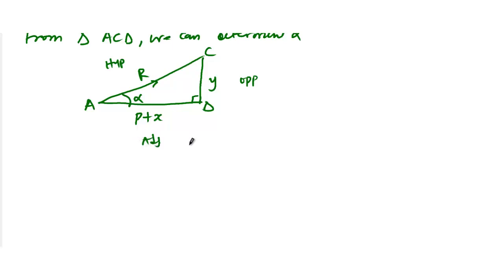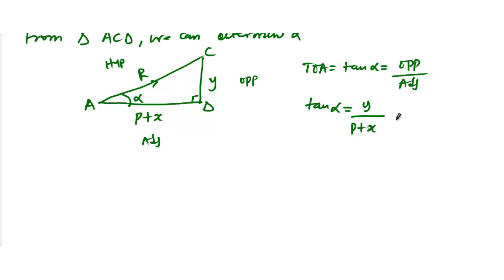Okay, so we can use SOHCAHTOA to get our alpha. So let's start with TOA. TOA in this case is tan alpha. And tan alpha is opposite over adjacent. So we can say that tan alpha will now be equal to, what is our opposite? That is Y over adjacent, that is P plus X. So what is Y? Don't forget Y is Q sine theta. And then P plus X is equal to Q cos theta.